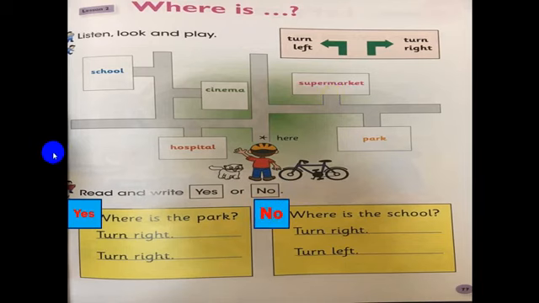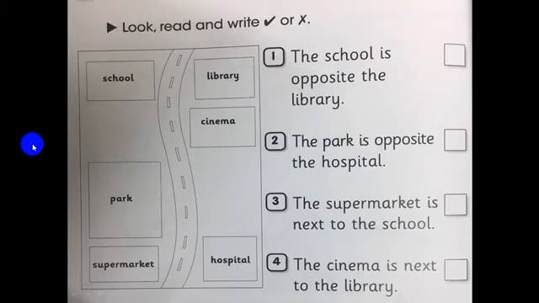Okay, very good. Now, look here. Look, read and write, tick or cross. Here we have a school, and next to the school we have a park. Okay, and next to the park we have a supermarket. Okay, now we have here cinema between the library and the hospital. Opposite the supermarket we have a hospital. Here opposite the school we have a library. Okay, and cinema between the library and the hospital.